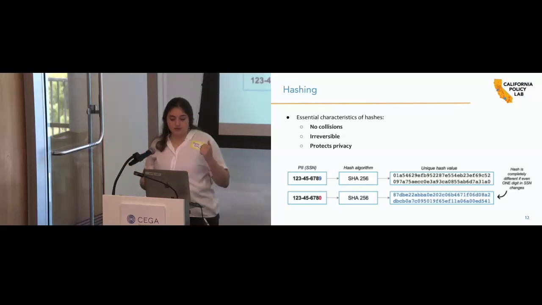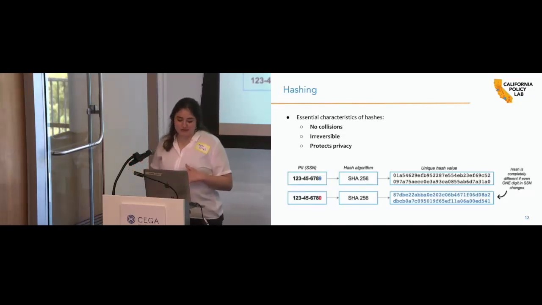The second important characteristic is that it's irreversible. Since we're applying this one-way encryption process, there's no deterministic way to back up that information, even if you know the hash value and you know the algorithm. Otherwise, you really wouldn't be able to protect the privacy of individuals.